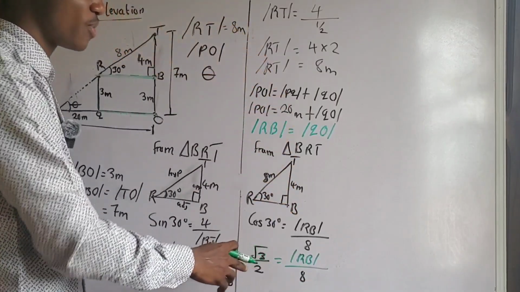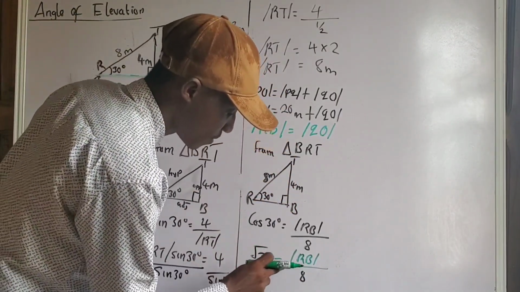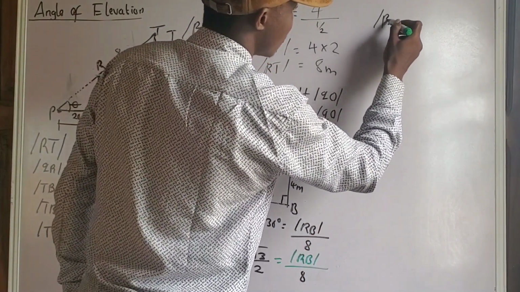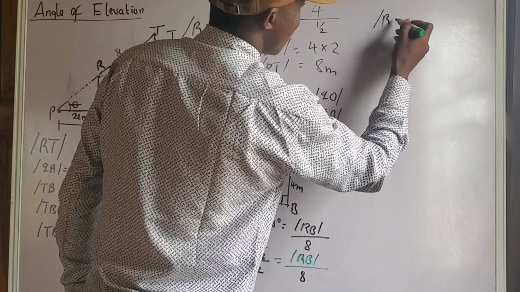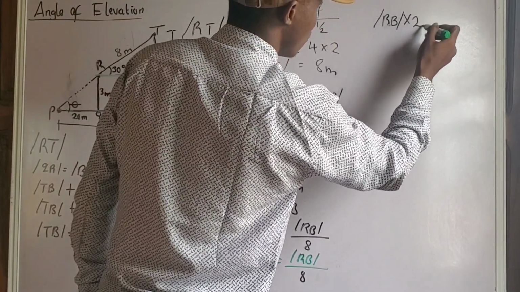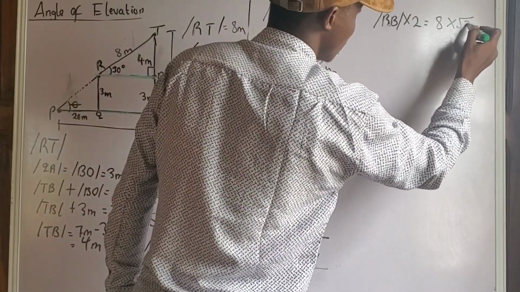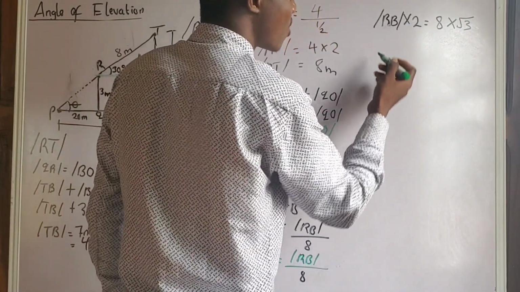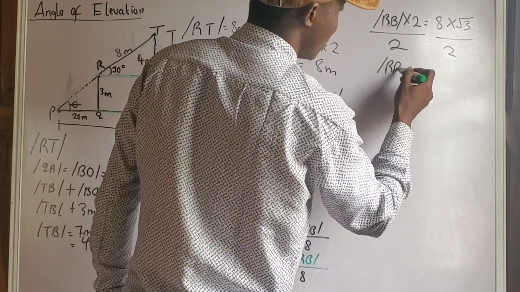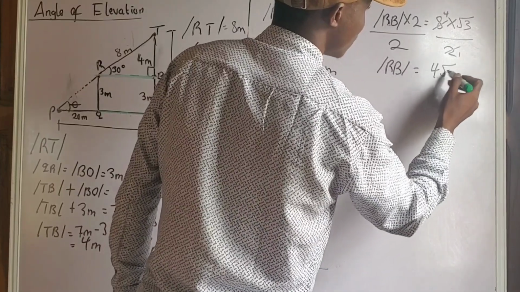Okay, now having gotten to this point, the next step is to cross multiply, right? So let us take the cross product of this fraction. Line RB multiplied by 2 will be equal to 8 multiplied by root 3. You understand? So to get line RB, you have to divide both sides by 2. So line RB is equal to 8 root 3 over 2, which is 4 root 3.